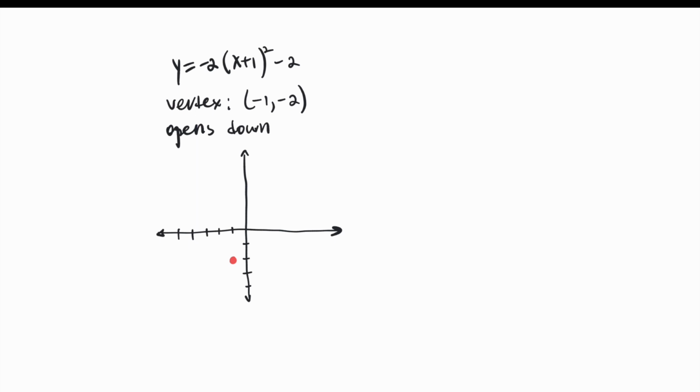To find an additional point, I will use a point that is the closest to our vertex on the x-axis. So the vertex is at negative 1, negative 2. So the closest point to this negative 1 on the x-axis, which is right here, could be either 0 or negative 2. I'm going to go ahead and use 0, and I will replace the x with the 0 inside of my equation. y equals negative 2 times (0 plus 1) squared minus 2.